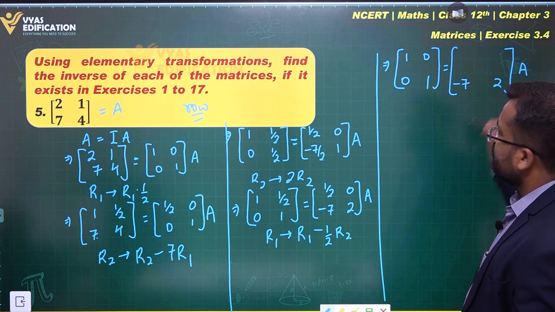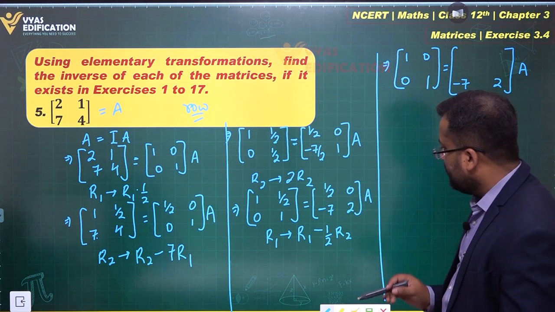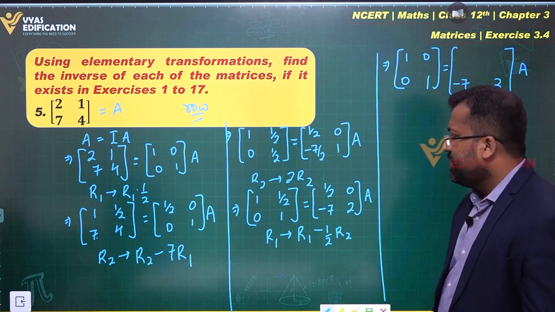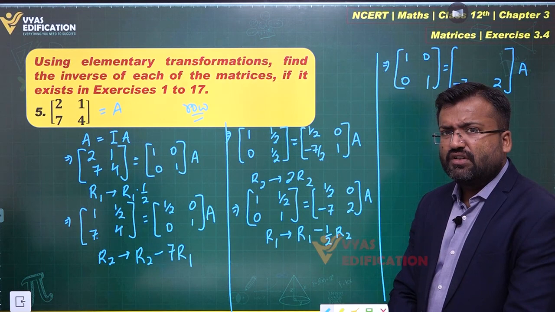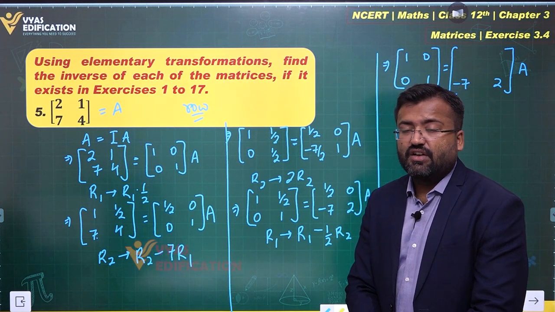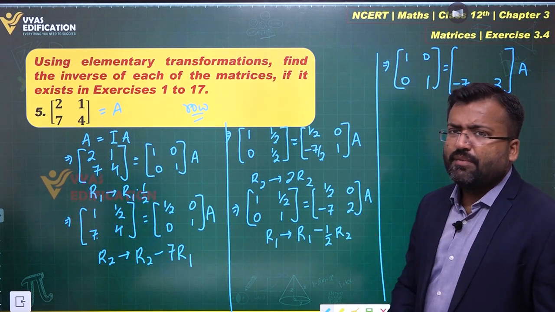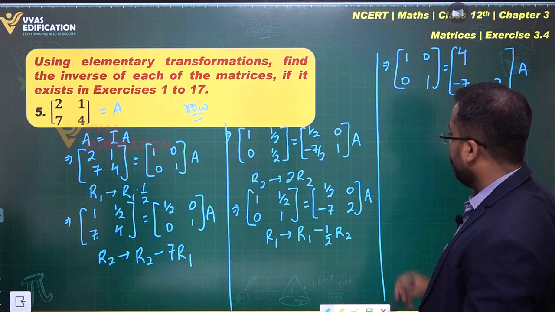The second row remains as it is. This is minus 7. This is 2. And the first row, what does the first row convert to? R1 minus half times R2. What will this be equal to? Half minus 7 times minus half. Minus 7 times minus half would be plus 7 times plus half, which will be equal to plus 7 by 2. Half plus 7 by 2. 1 by 2 plus 7 by 2 is 8 by 2. 8 by 2 is 4 actually. This will become a 4.